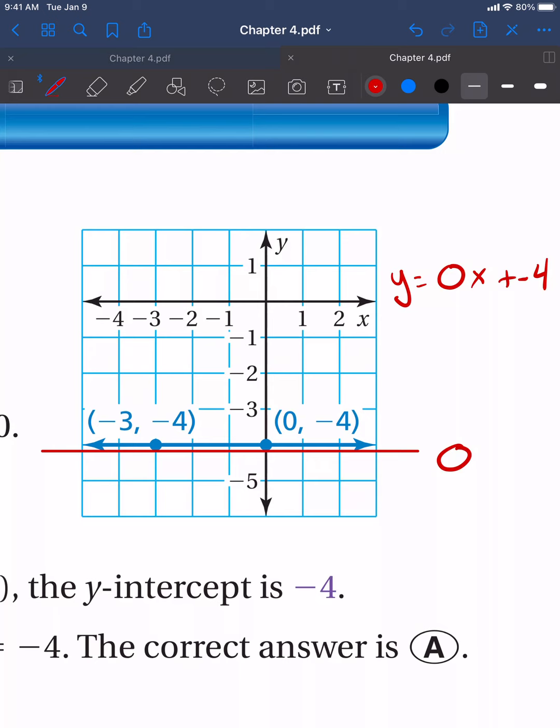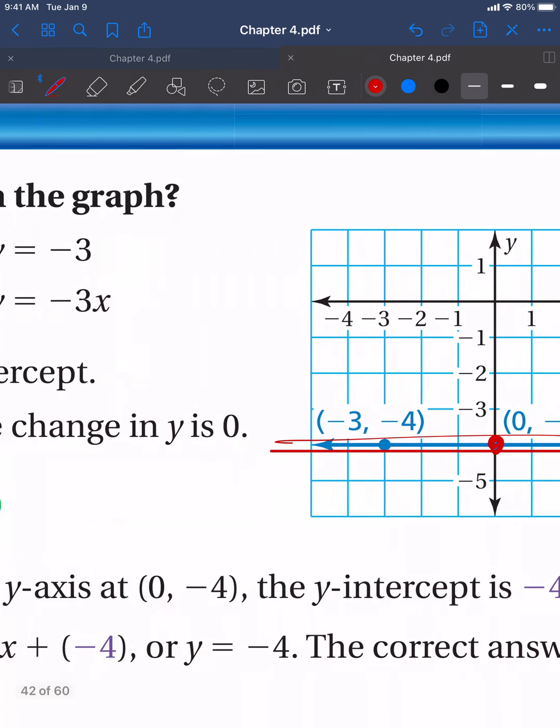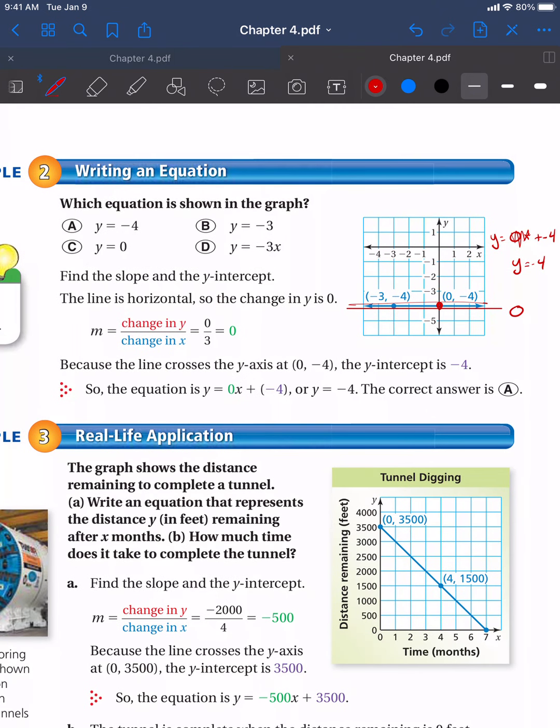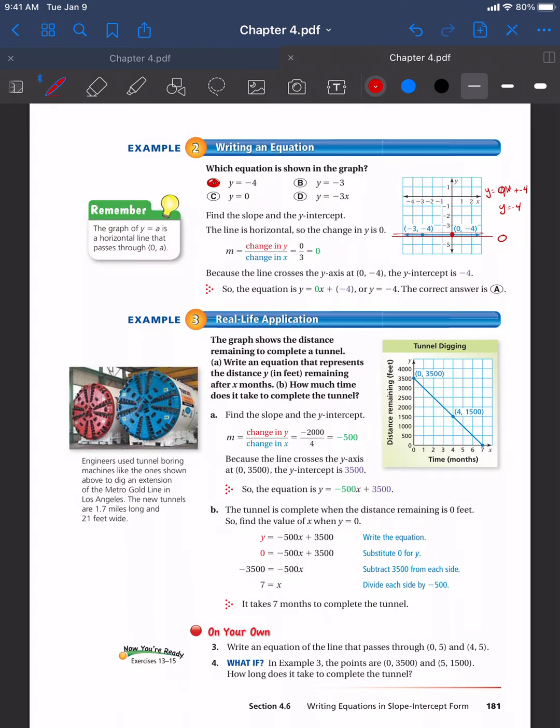Is that the equation that would get me that line? Because 0x is actually what? Nothing. So that means it's just y equals -4. How do I graph y equals -4? Well, I just go to -4, put a dot, and then draw a line through it, right? So it says which of these is the equation that is shown by that graph? A, B, C, or D? A. Good job.